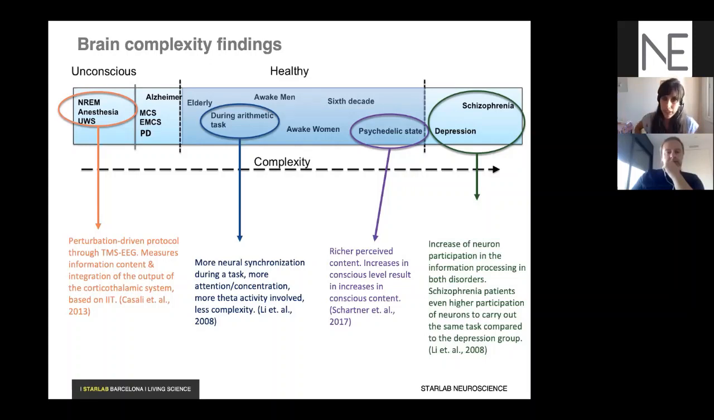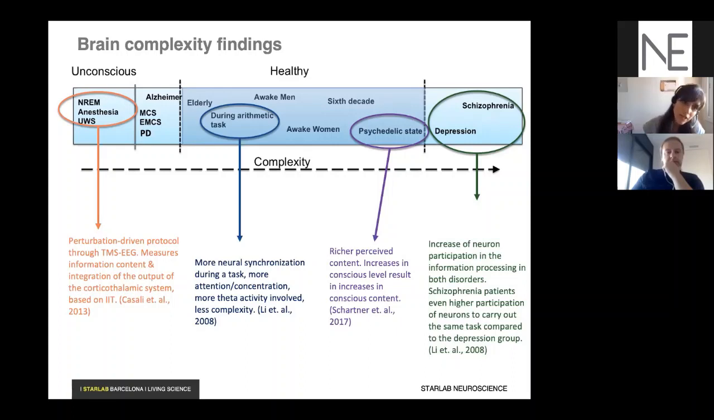Another paper, which I have indicated in the highest corner of the healthy spectrum, was published in 2017. It was a study on LSD and the placebo group. What the authors found was that the LSD group perceived richer content and had higher complexity compared to the placebo group. I have to mention that this is an MEG study, but the findings were again based on the Lempel-Ziv complexity. They suggested that increases in conscious level would result in increases in conscious content. This is how they interpreted an increase in complexity in this case.